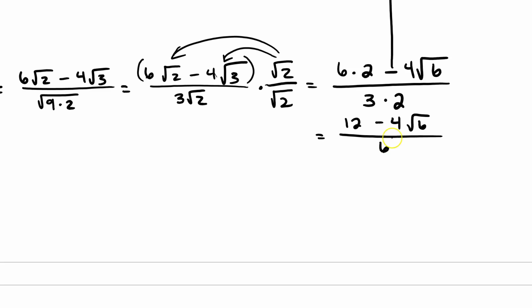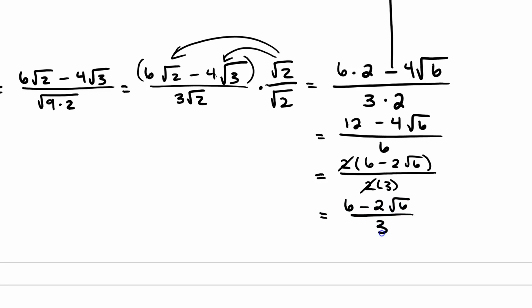Now here's the thing. All of these terms have a factor of 2. So I'm going to factor out a 2 from the first two in the numerator. So 2 times (6 minus 2 root 6). Notice that I don't factor out a 2 from underneath a radical. I'm factoring out a 2 which comes from the coefficient, all over 2 times 3, which just makes it easy for me to cancel. So my final answer here is (6 minus 2 root 6) over 3. I'm done.